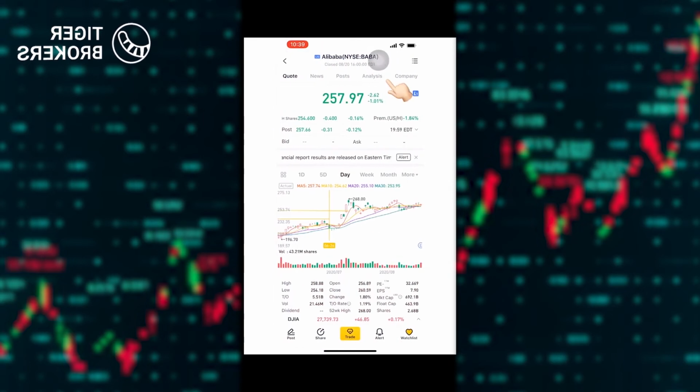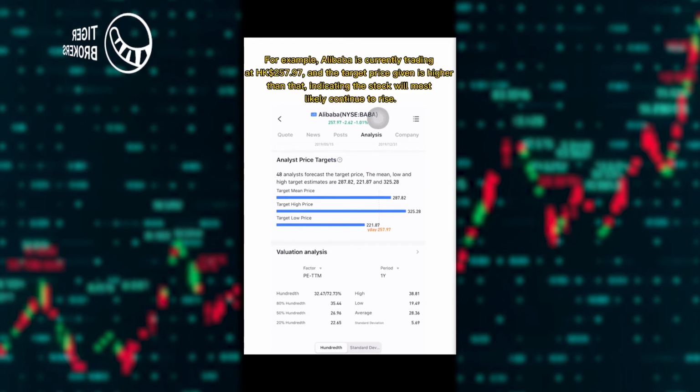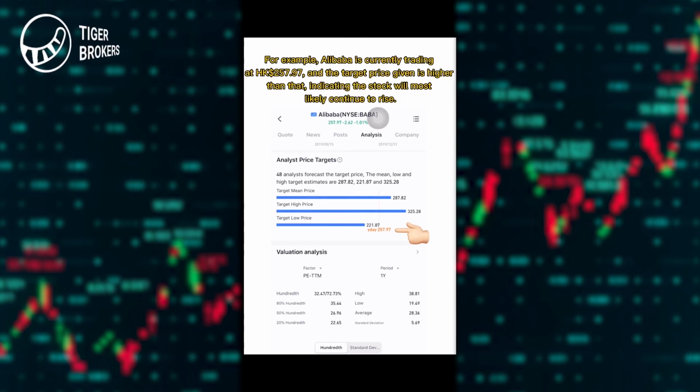In the analysis section, the analyst from major institutions provides weekly price forecasts. For example, Alibaba is currently trading at 57.97 Hong Kong dollars and the target price given is higher than that, indicating the stock will most likely continue to rise.